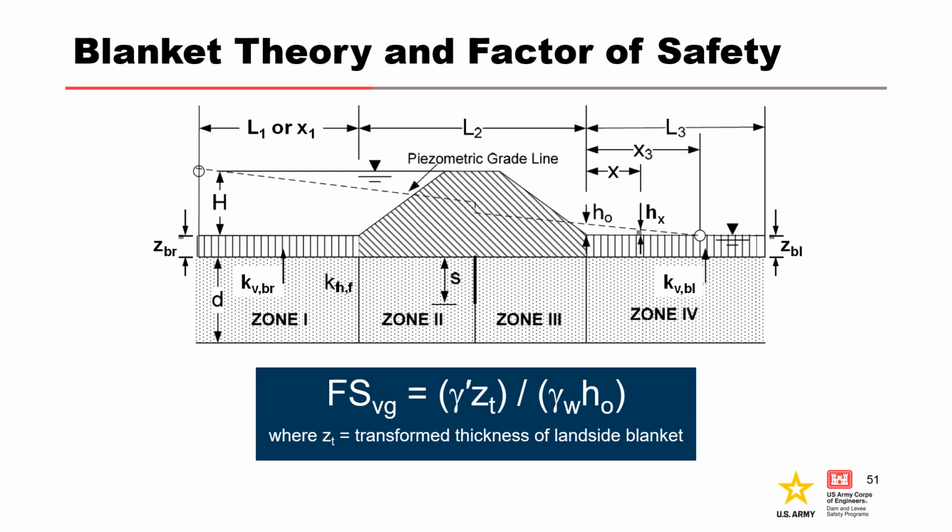The critical vertical seepage exit gradient is the familiar buoyant unit weight of soil divided by the unit weight of water. The vertical seepage exit gradient is a measurement of the head loss over a prescribed distance at the ground surface where water is vertically exiting the soil.